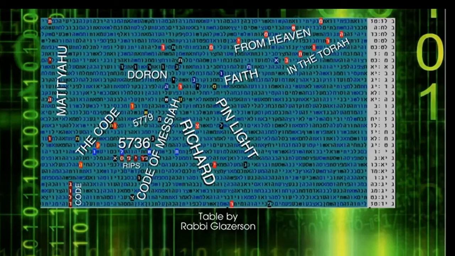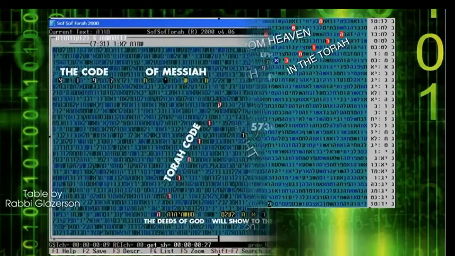5779, which is the year 2019, this year. 5736 is the year where the codes were first discovered by Professor Rips. Rips is right under it. Code of Messiah, and then it has my name, Richard, and then my company name, Pinlight, parallel at the same angle. I mean, don't ask me how that happened. The word faith, and in the Torah, and from heaven, and Doron. Doron Witztum is one of the code researchers that helped write the software. I mean, all this stuff is in this one table.